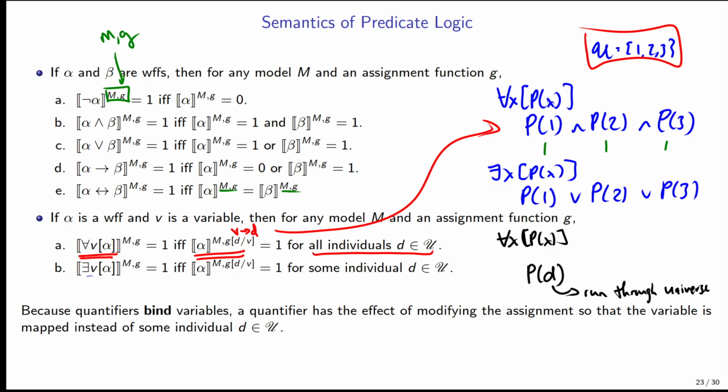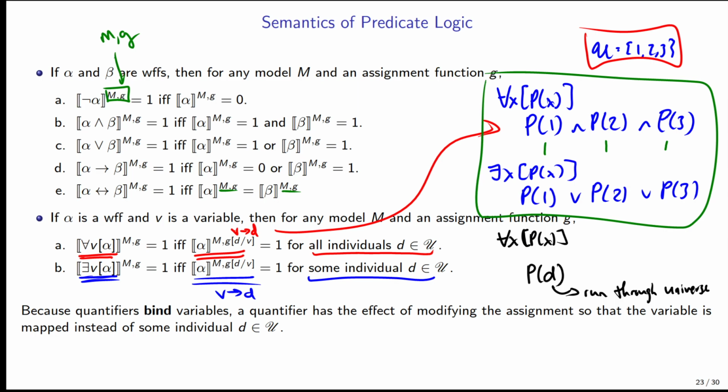The existential is very similar. There exists a v alpha is going to be true if alpha, where now we have v pointing to d, is true for some individual d. So we check 1, we check 2, we check 3, we check everything in our universe, and as long as at least some individual has that property, then it'll be true. So this is just a fancy way of describing this process right here. And we'll see this in action when we start, of course, truth conditions of quantified sentences. This is really all preparation for that. So we'll see how that works in action.